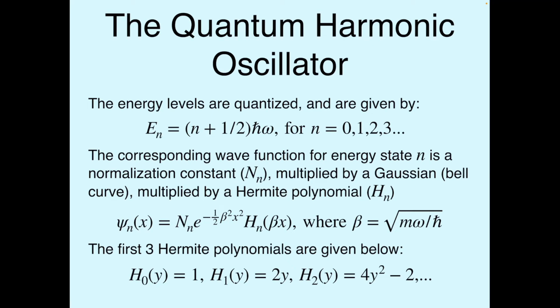look like. H sub 0 is really simple. That's just equal to 1. So in the case of the n equals 0 state, this last term is just equal to 1. H sub 1 is equal to 2y. So for our polynomial variable y, this would just be 2 times y. H2 is 4y squared minus 2. And there's a whole list of these, but to be honest, we're not really going to go beyond the first three, so those are the ones we'll need to know for now.